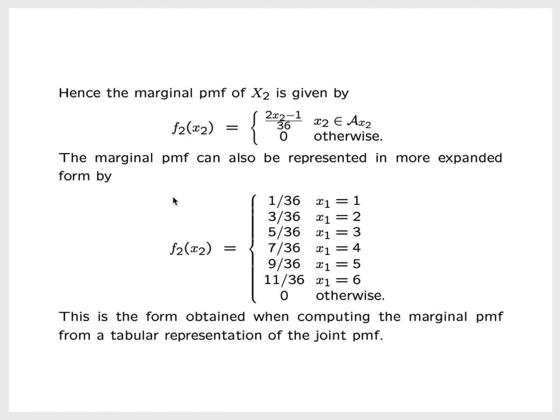Now again, we can express the marginal PMF in more expanded form, where we show the value taken on by the PMF at each value of x2. And this says x1, this should be x2. Copy and paste issues. Okay, so when x2 is equal to 1, the PMF evaluates to 1 over 36. When x2 is equal to 2, the PMF evaluates to 3 over 36, and so forth. And again, this is the form obtained directly when computing the marginal PMF from a tabular representation of the joint PMF.